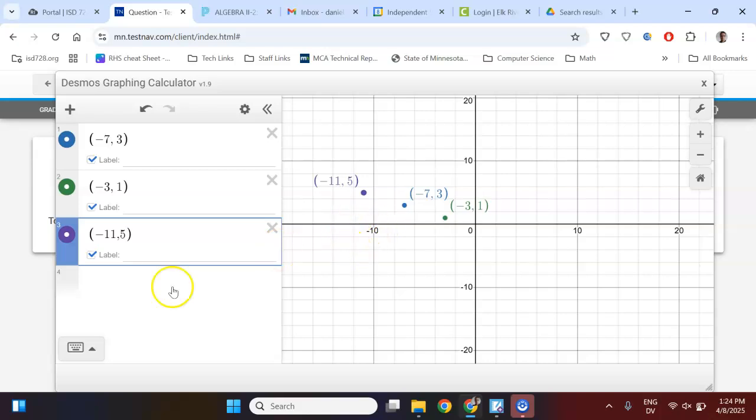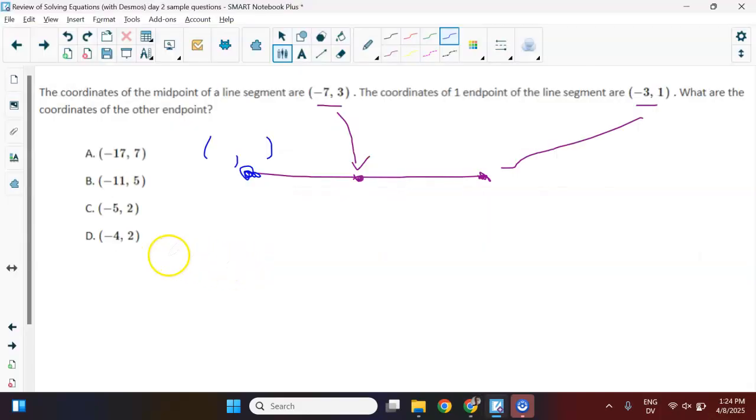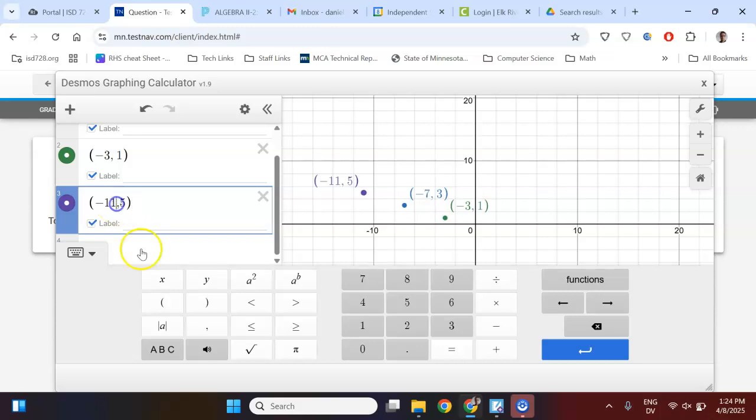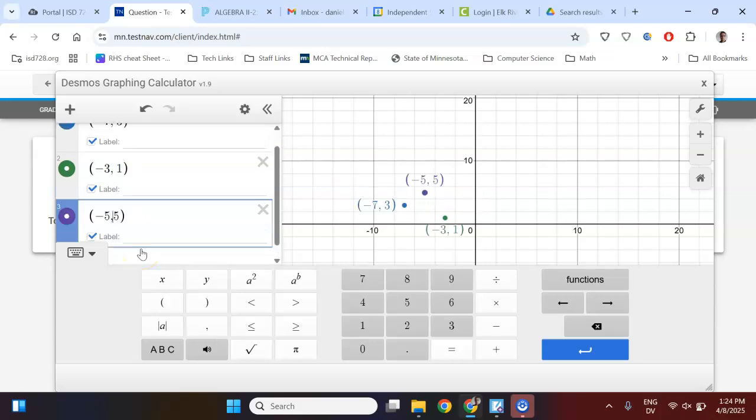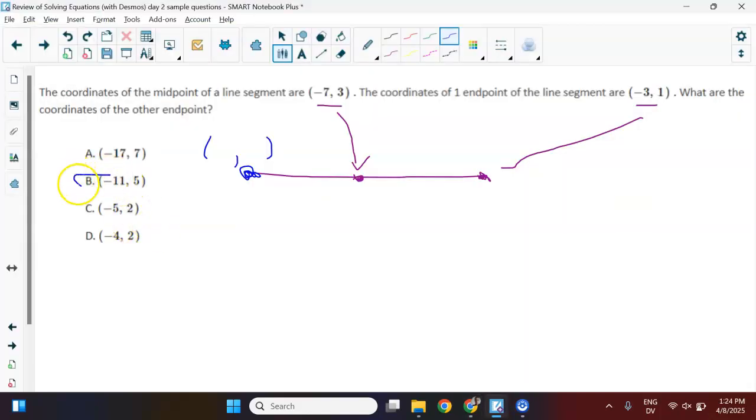But I'm going to check the other ones just to see if there's any that are close to that. -5 and 2. There, that one's in the middle where it shouldn't be, right? It should be an endpoint. That's in the middle, so that's not right. And -4, 2. Kind of the same thing. That's between them, so that's no good. So the one that worked was this one.